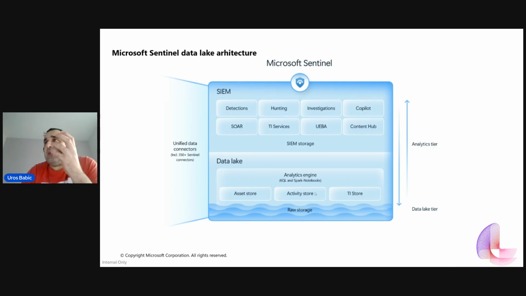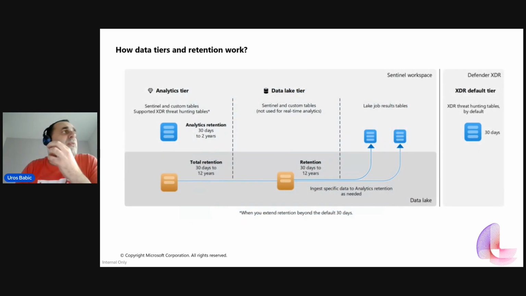With the Unified Data Connector, we include more than 350 Sentinel connectors. In the analytics engine, we have the Kusto query language and Spark notebooks. With the data lake, I have access to the asset store, activity store, and threat intelligence store with raw storage. And finally, how do we deal with the data tier? How do we understand this part?